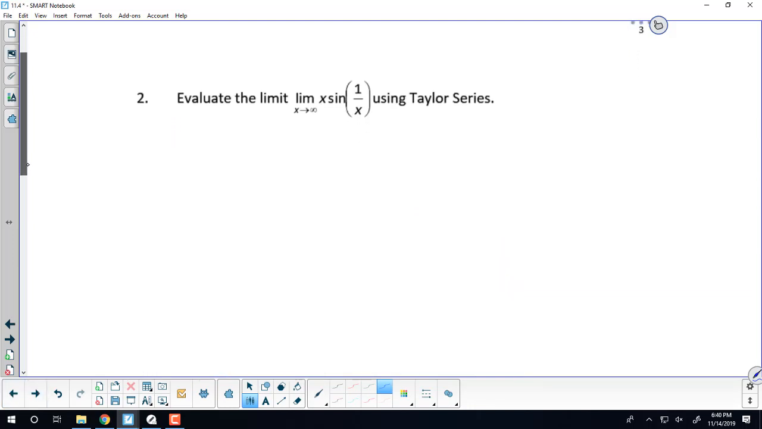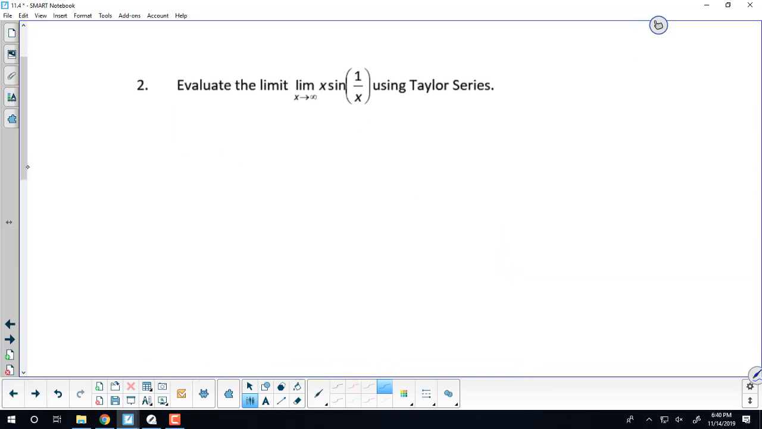Okay. So another limit problem, the limit as x approaches infinity of x sine of 1 over x using Taylor series. So we've got infinity, and sine evaluated at 1 over infinity is basically the sine of 0. So you have infinity times 0. We could use, again, L'Hopital's rule, rewrite that as a quotient.